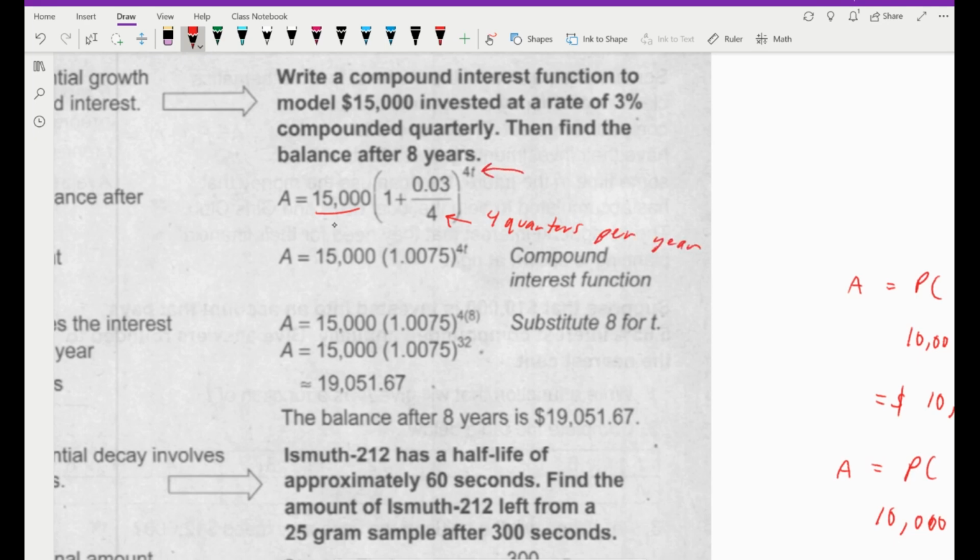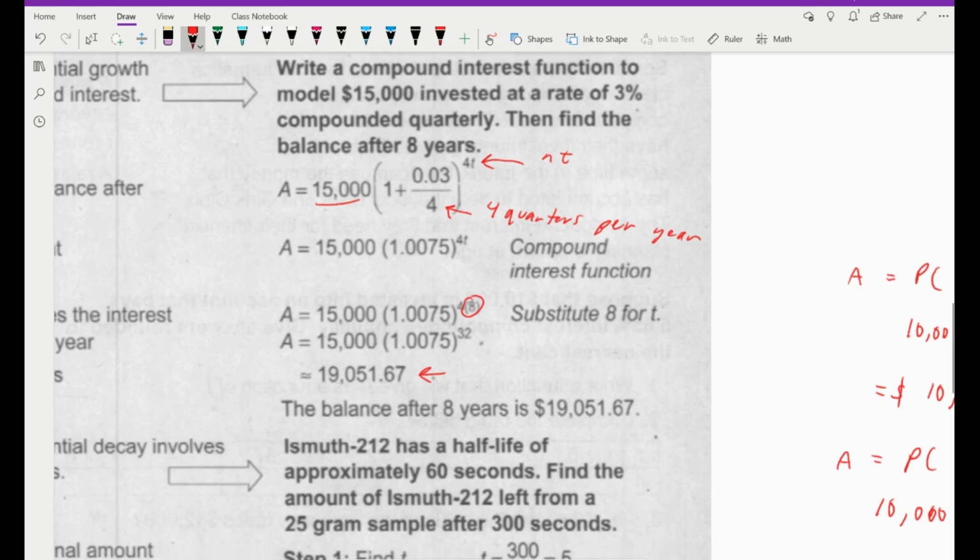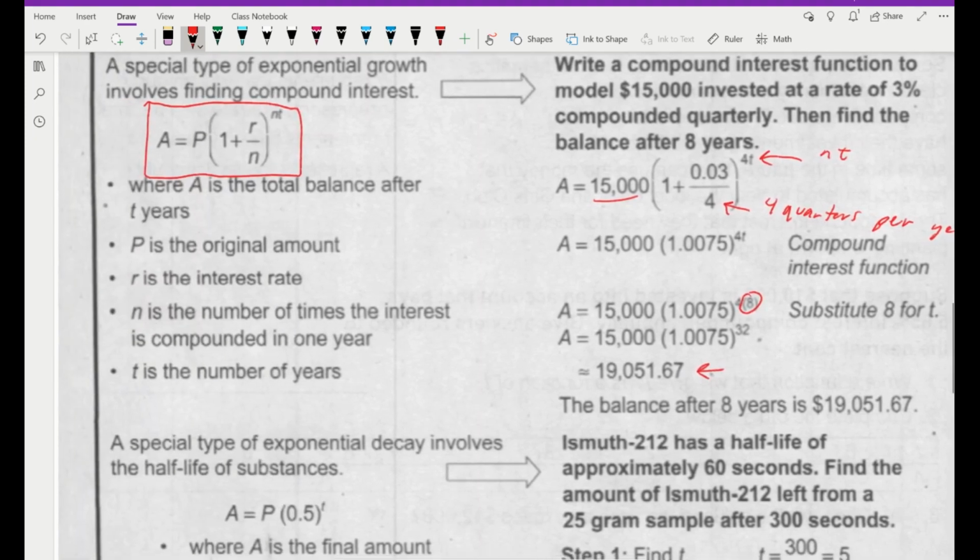Raised to the NT. N is 4, and T is however many years. In this case, it'll be 8 years in the problem. We did the math and got this answer right here. $15,000 after 8 years compounded at 3% quarterly would be worth $19,051.67.